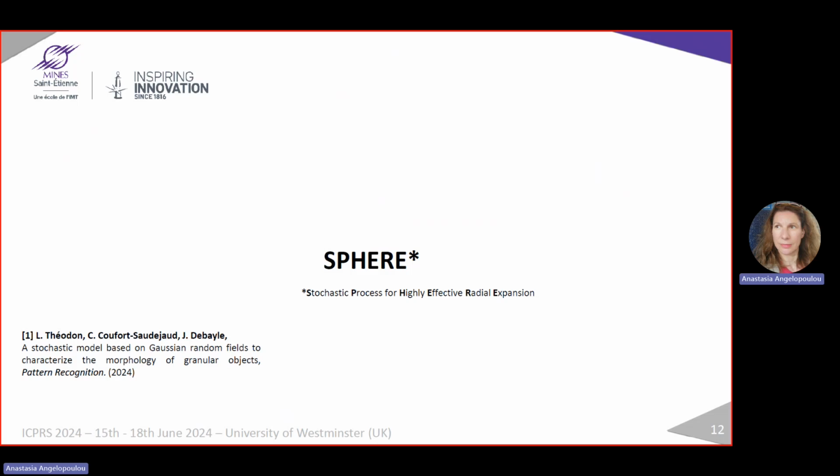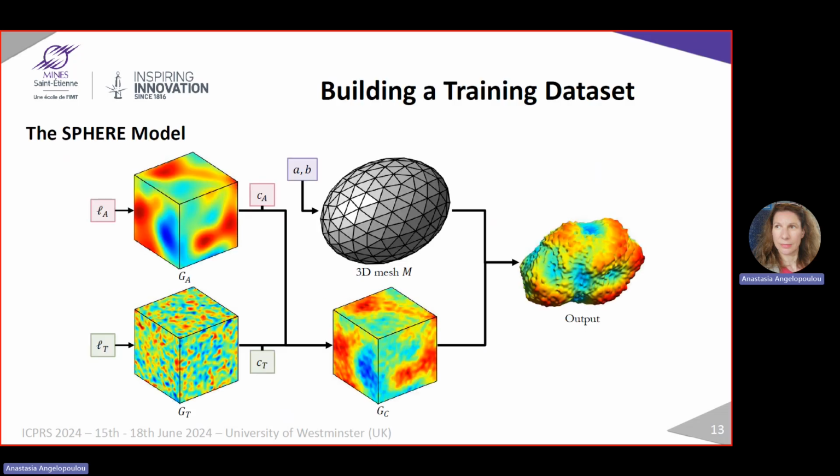In order to do that, we used the SPHERE model, which is a stochastic model to generate aggregates or granular objects. SPHERE stands for stochastic process for highly effective radial expansion. Basically, we generate a base shape, which is an ellipsoid, so we can control with two parameters the size and the shape, the elevation of the ellipsoid. And then we are using random fields, here Gaussian random fields, to tweak the morphology of the base shape.